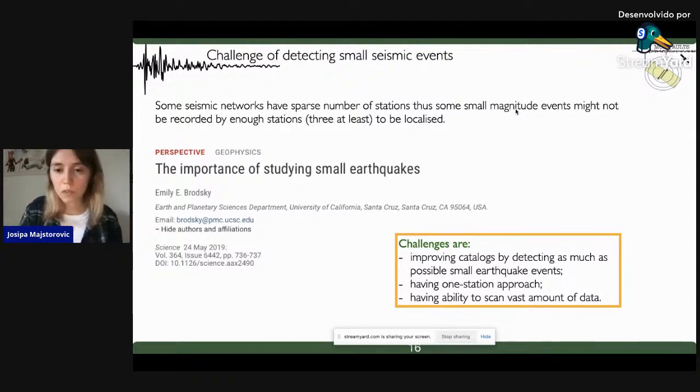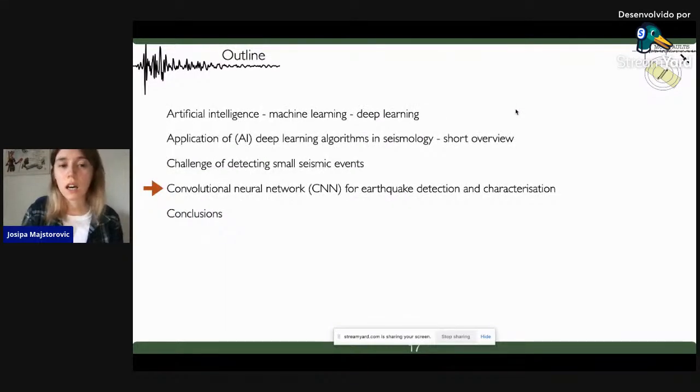So I would like to talk about this method that I was working on, and this is a convolutional neural network for earthquake detection and characterization.